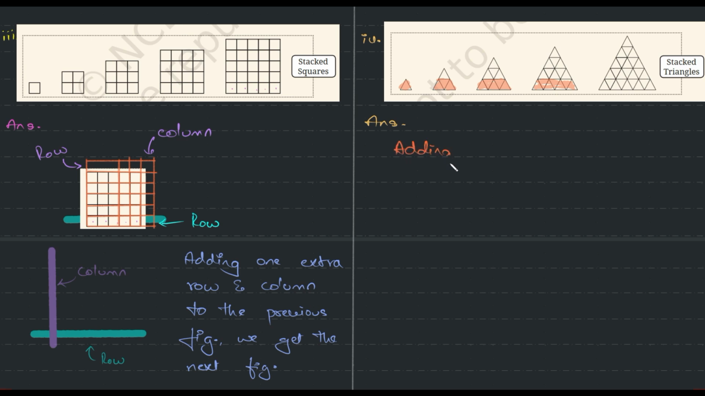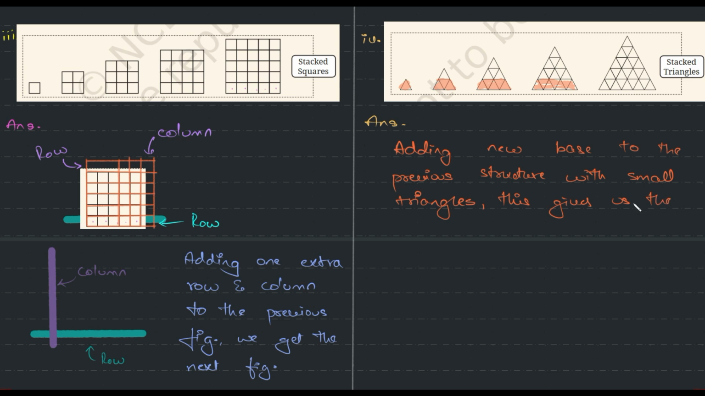So we are adding a new base to the previous structure with small triangles. This gives us, again, I think I'm not very happy with the language. You guys can improve on that. This gives us the next figure structure.